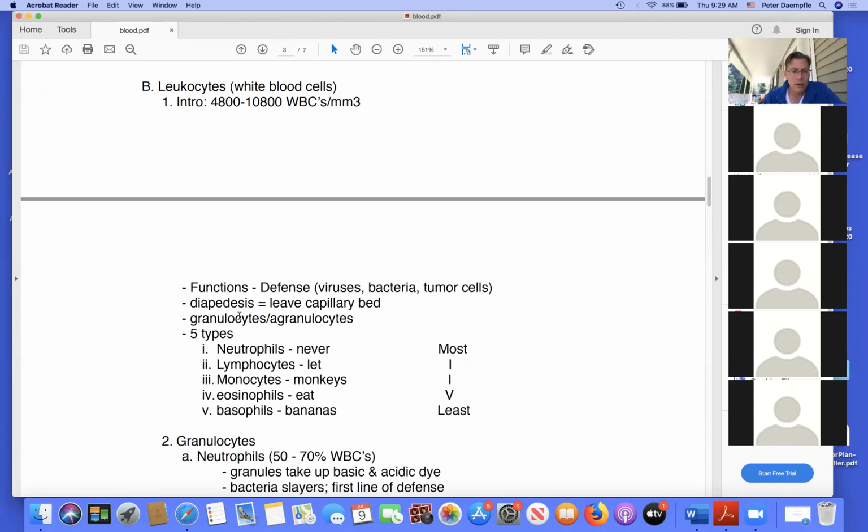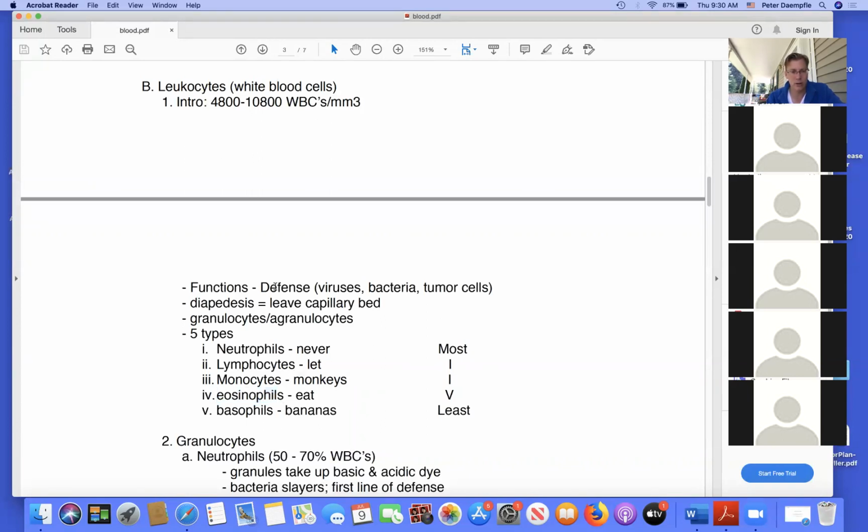So never let monkeys eat bananas helps you remember from most to least numerous of the leukocytes, all right? In other words, never, neutrophils, the most numerous, let, lymphocytes, next most numerous, monocytes, next most numerous at 5%, eosinophils, eat, basophils, bananas. All right, neutrophils make up 50 to 70%, lymphocytes about 20%, monocytes 5%, and I don't know, 2% eosinophils, 1% basophils. So most to least.